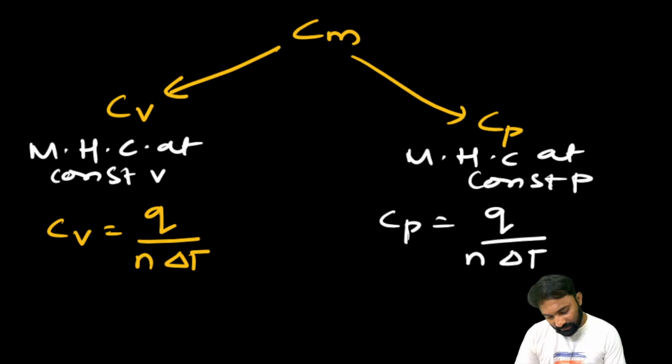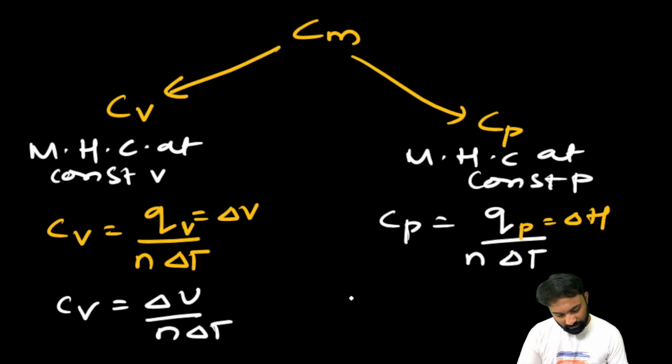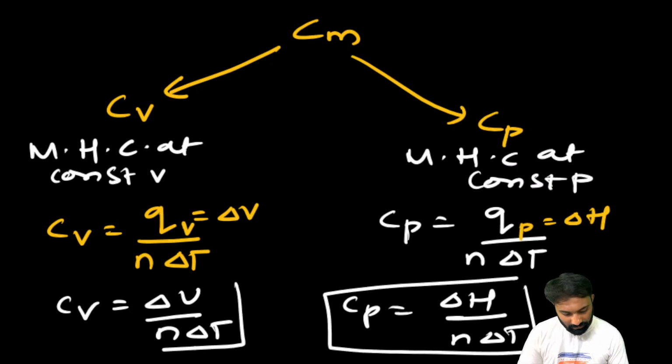Now here at a constant volume, heat supplied will be equal to the change in internal energy. Now at a constant pressure, heat supplied will be equal to the delta H. Now CV is equal to delta U by N delta T. CP is equal to delta H by N delta T. Right? Now these are the two formulas we have got for the CP and the CV.